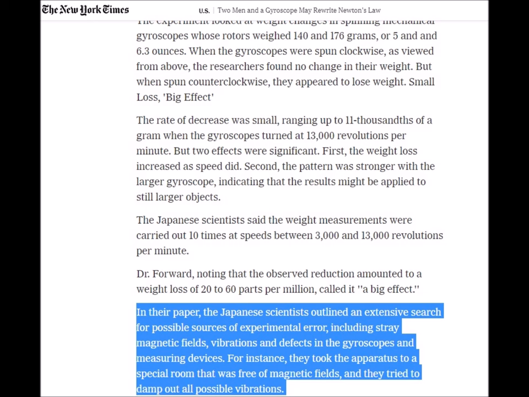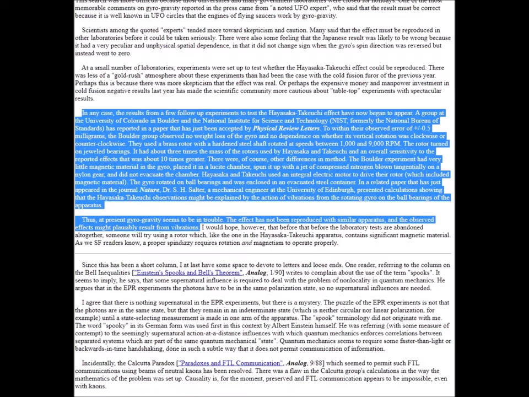In their paper, the Japanese scientists outlined an extensive search for possible sources of experimental error, including stray magnetic fields, vibrations, and defects in the gyroscopes and measuring devices themselves. A small number of follow-up experiments were conducted by others in order to test what became known as the Hayasaka-Takeuchi effect.